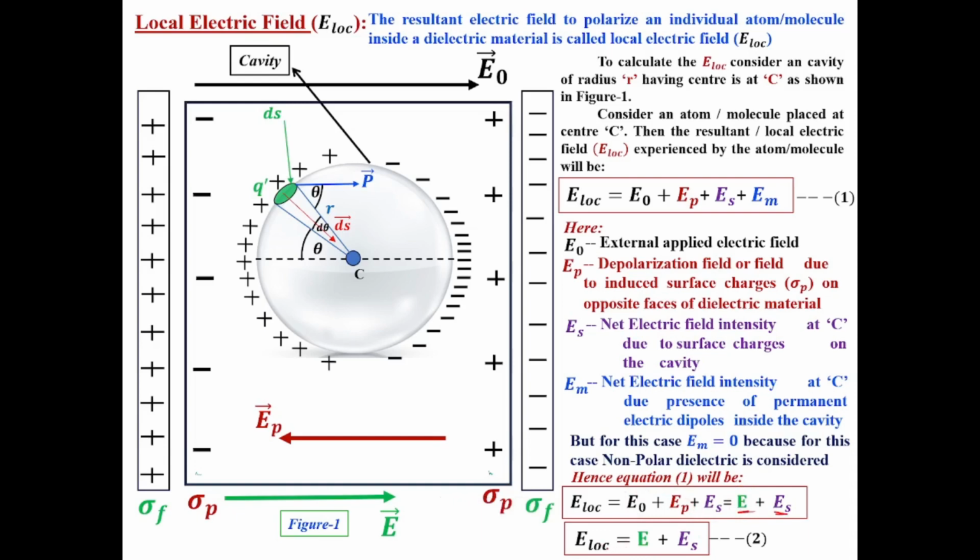So the resultant electric field intensity by considering E naught and EP is your E plus ES. Hence we found the local electric field: the individual atom or molecule inside the dielectric material is experienced by the net electric field, that is E plus Es, for a non-polar dielectric material. If it is polar, then another term Em will be considered, but in this case we consider a non-polar dielectric material.